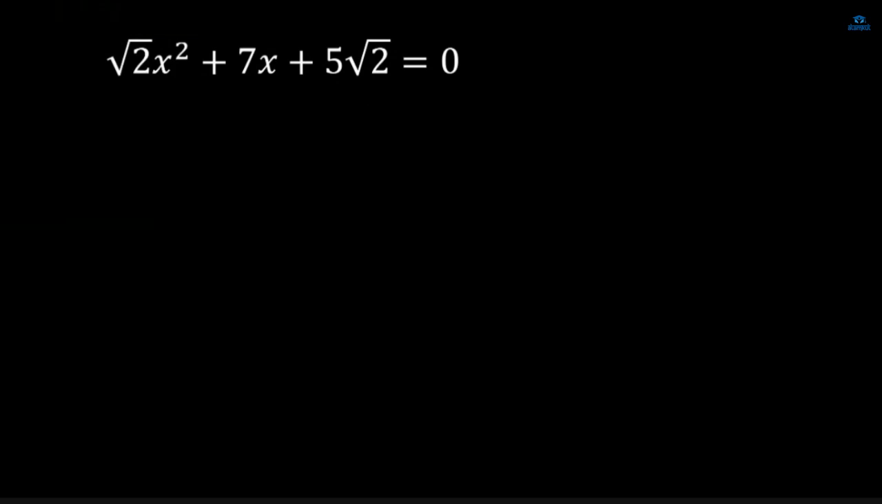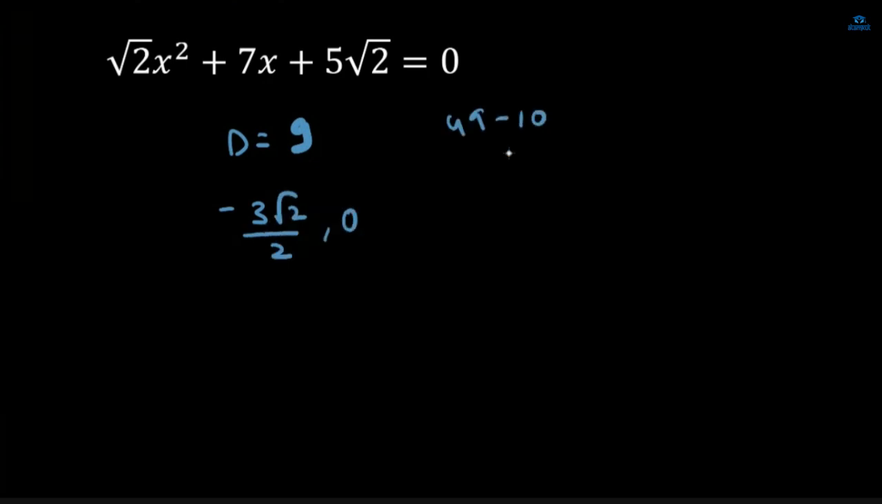Ma'am, I think I got the answer. Yeah, what is the answer? So D, I got it as 9. Okay. And then the solutions I got are minus 3 root 2 by 2 and 0. You got minus 3 root 2 by 2 and 0.